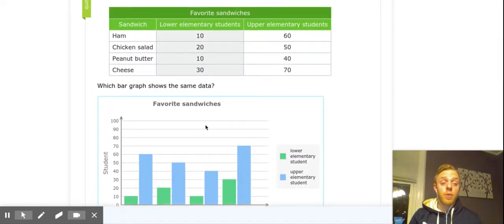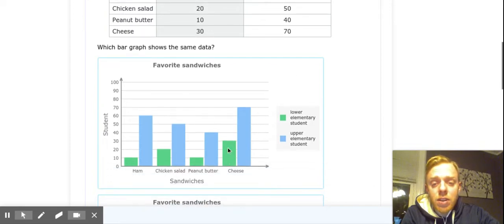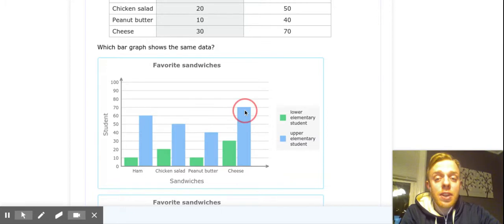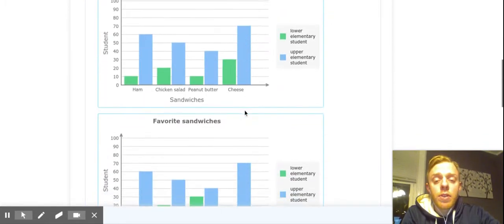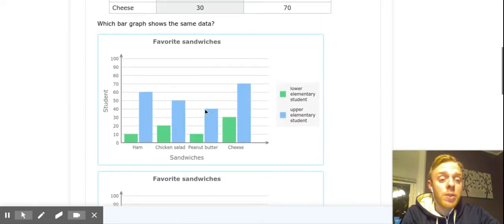But remember, in order for it to be accurate, all four of my categories have to match. Cheese is 30 and 70. So I'm going to look here. Cheese goes to 30 for lower elementary and to 70 for upper elementary. So if I'm looking at these bar graphs, this first bar graph that I looked at was correct.